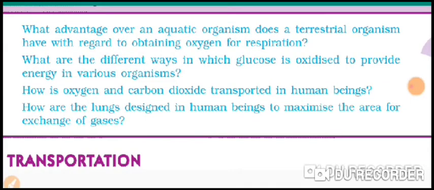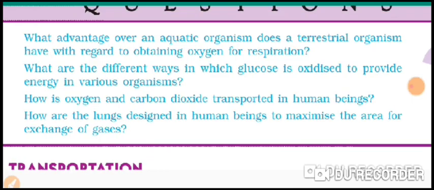Now, how are the lungs designed in human beings to maximize the area for exchange of gases? The bronchi branch out into bronchioles, smaller branches, and at the end of the bronchioles there are alveoli. These alveoli are very small structures with thin walls. They are capable of distension, meaning they can expand, due to which the membrane can become as thin as possible. They are moist and vascularized. This helps in the effective exchange of gases. Clear? Maximum area is made possible for effective exchange of gases. Clear till here? Here we finish the respiration topic.